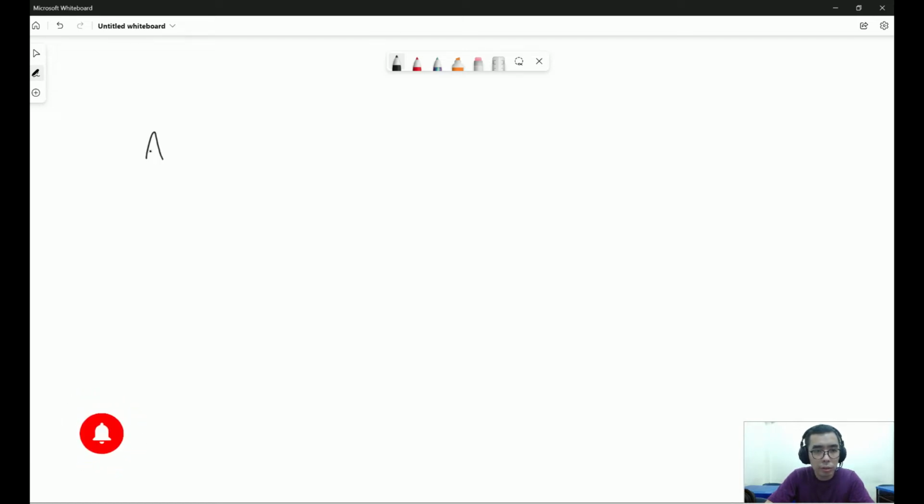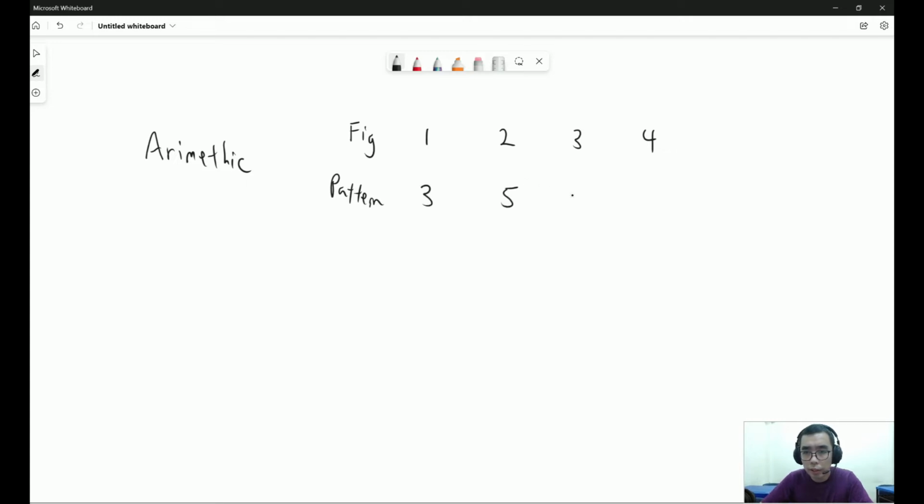So the first one that we will be talking about will be arithmetic sequencing. Arithmetic sequencing is like this. Let's say that we have figure number 1, 2, 3, 4. So let's talk about the pattern. The pattern in this case will be, let's say, 3, 5, 7 and 9. Now you know that from figure 1 to figure 2, we are doing an addition of 2. We'll be doing addition of 2, 2, 2.